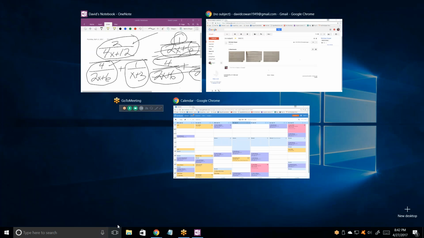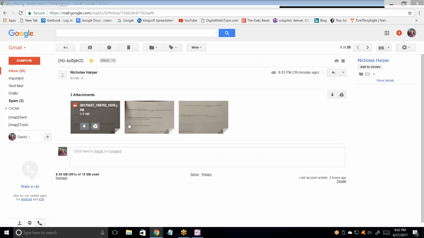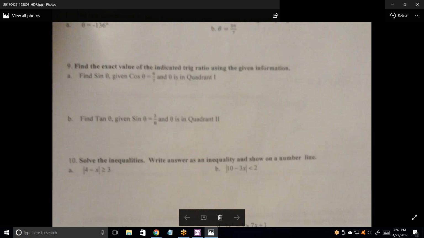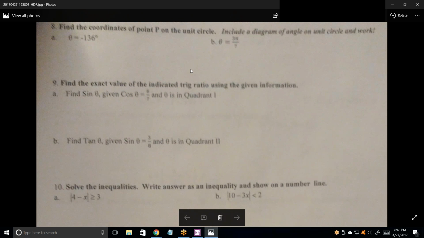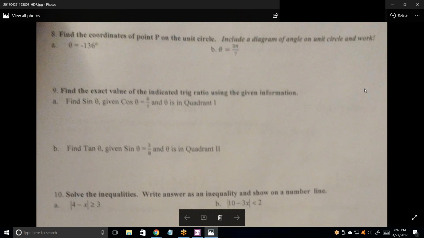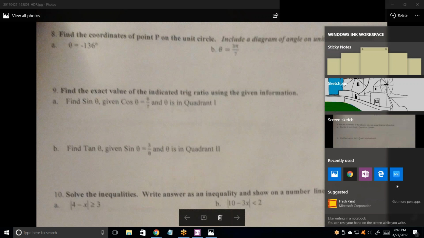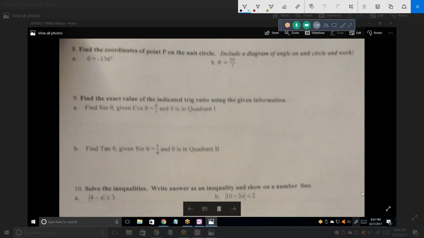Do we have another page here? Yeah. What was that, the first one on the left? Okay. All right.